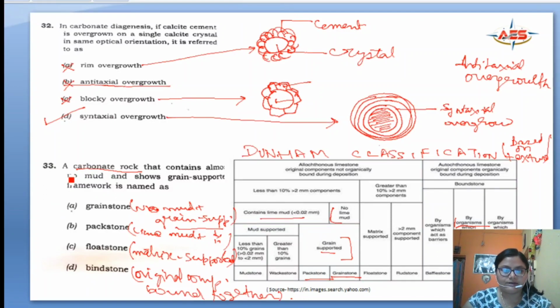Now in the question it is given a carbonate rock that contains no mud and is grain supported. What we have here is no mud and grain supported is grainstone. Okay, पैक स्टोन नहीं होगा, मड है. फ्लोट स्टोन तो ग्रेन सपोर्टेड नहीं है, मैट्रिक्स सपोर्टेड है. एंड बाइंड स्टोन तो ना ही ग्रेन है ना ही मैट्रिक्स. दे कंसिस्ट ऑफ द ओरिजिनल कंपोनेंट बाउंड टुगेदर बाय द organisms. Okay, so for 33 the answer is A.